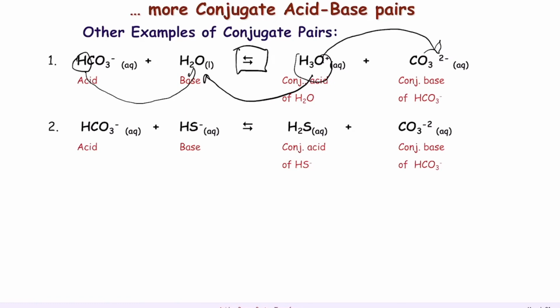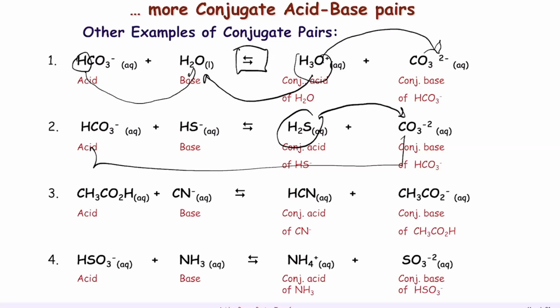HCO3 minus and HS minus. The chemical that delivers the hydrogen is going to be HCO3 minus, and it becomes CO3 minus 2. The chemical that accepts the hydrogen is HS minus, so that's the base, and it becomes H2S. In the reverse direction, however, H2S is the chemical that delivers the hydrogen to CO3, so that's the acid. Again, it's the conjugate pairs, okay? And here are more examples.